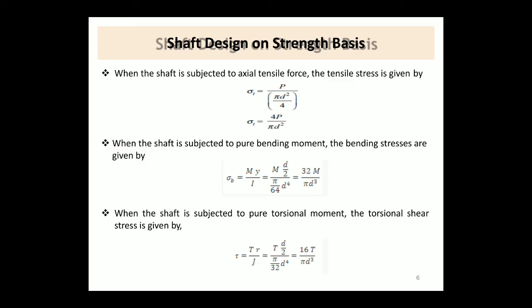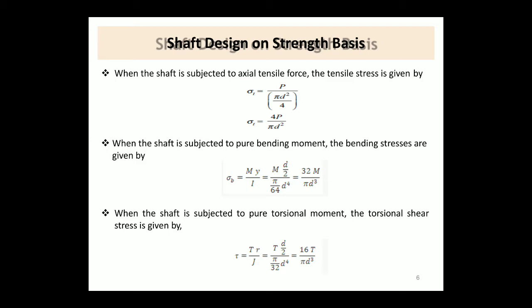In many conditions, it is equally important to provide adequate bending stiffness of the shaft and to limit the torsional deflection. Therefore, a shaft should be designed both for strength and for rigidity or stiffness. First, we will see the design of the shaft on the strain basis.